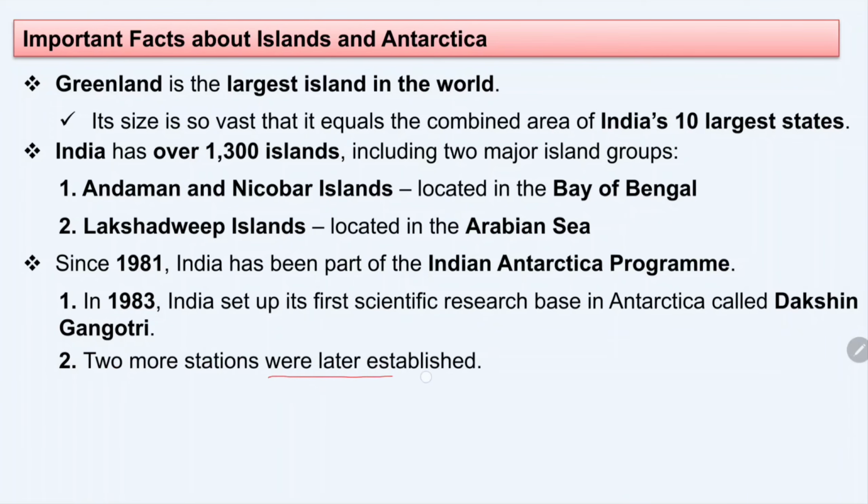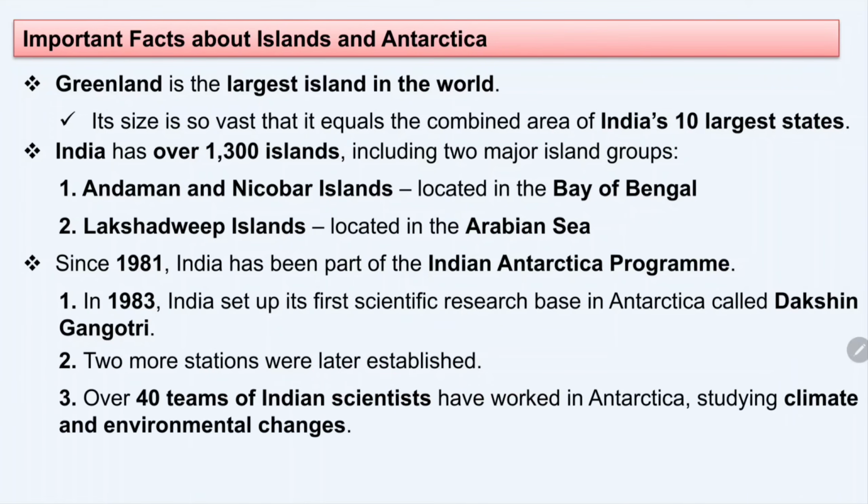Along with this, India has two others also, kindly name them. Two more stations were later established. If you know the names, write them down in the comment section. Over 40 teams of Indian scientists have worked in Antarctica studying climate and environmental change. So what are they doing? They are studying the climate and the environmental change. More than 40 teams of Indian scientists are there.